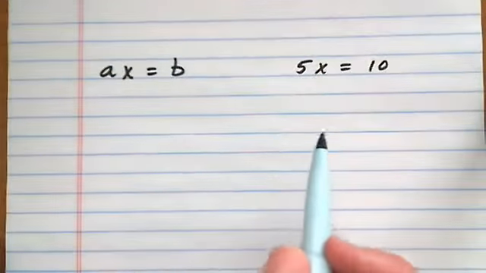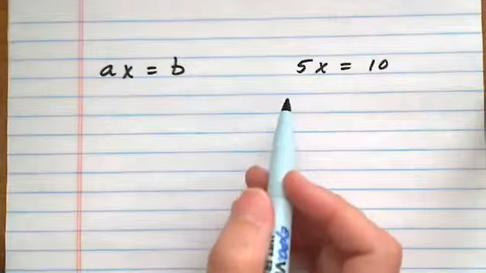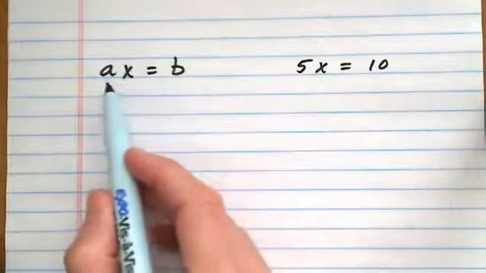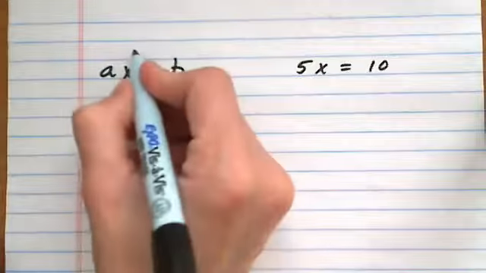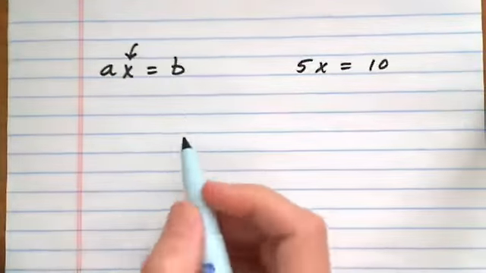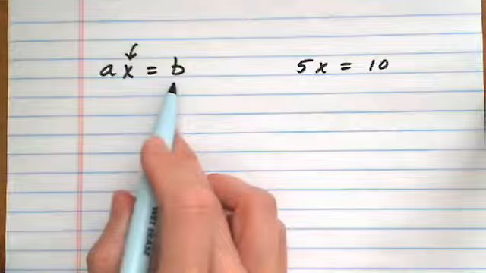All right, we're going to solve some formulas for a specified variable here. And what I mean by that is we're going to have a formula like the one on the left, ax equal to b, and we're going to solve, in this case, for x. So we don't have any numbers, we just have letters.